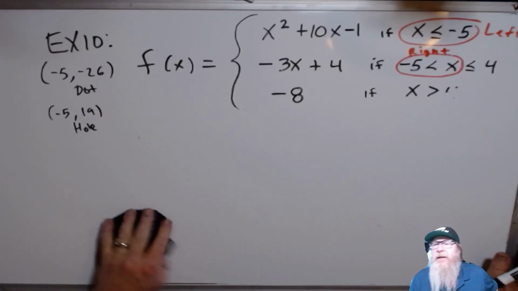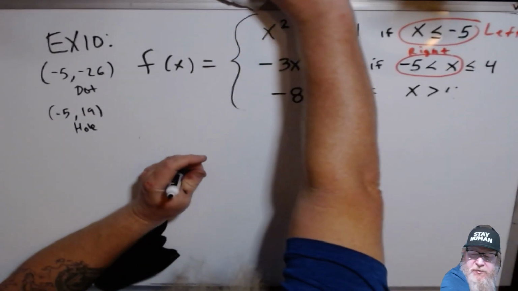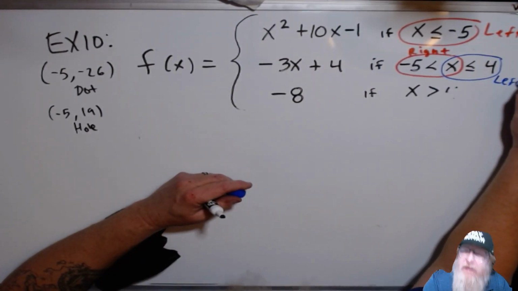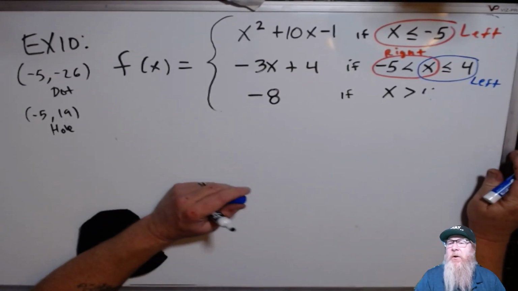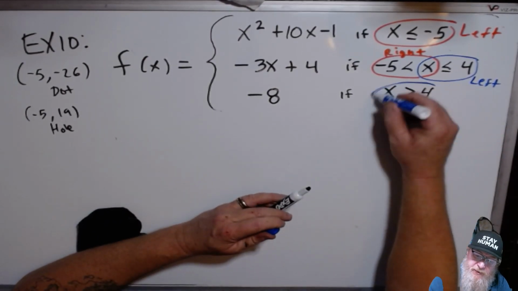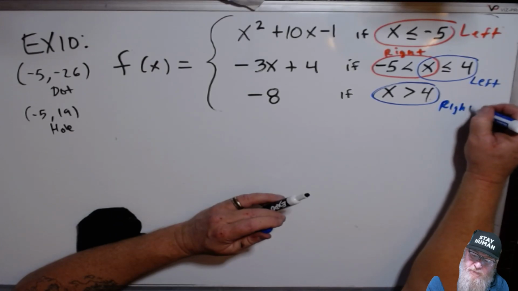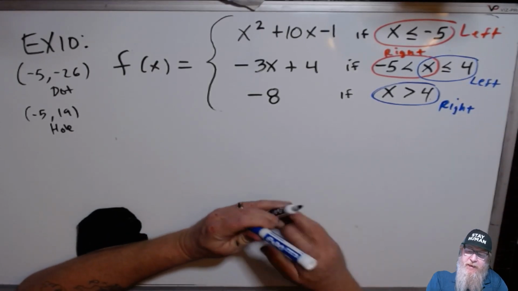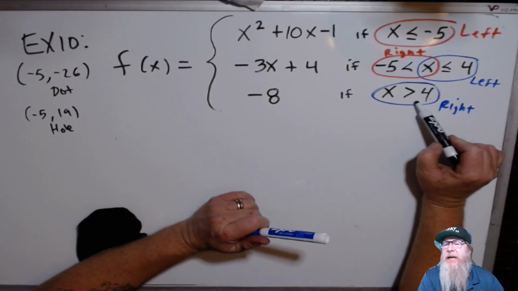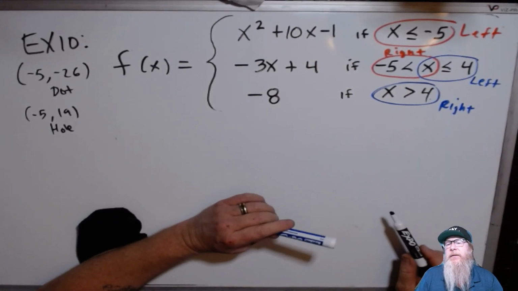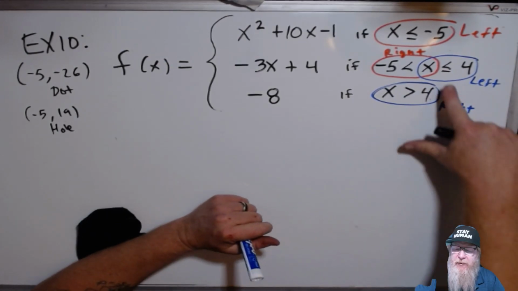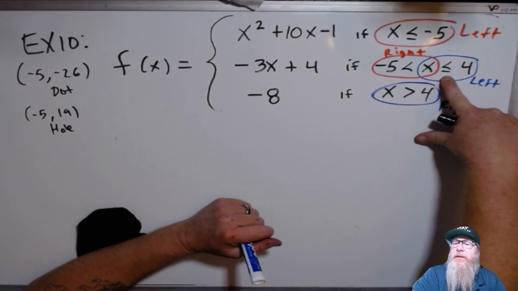All right. Now let's go to the other point. So this is going to be the left of 4, and this one's going to be the right of 4. And again, the left side will have the dot and the right side will have the hole. Sometimes those change, sometimes they don't. You've got to look for the "or equal to." That tells you where the dot will be.